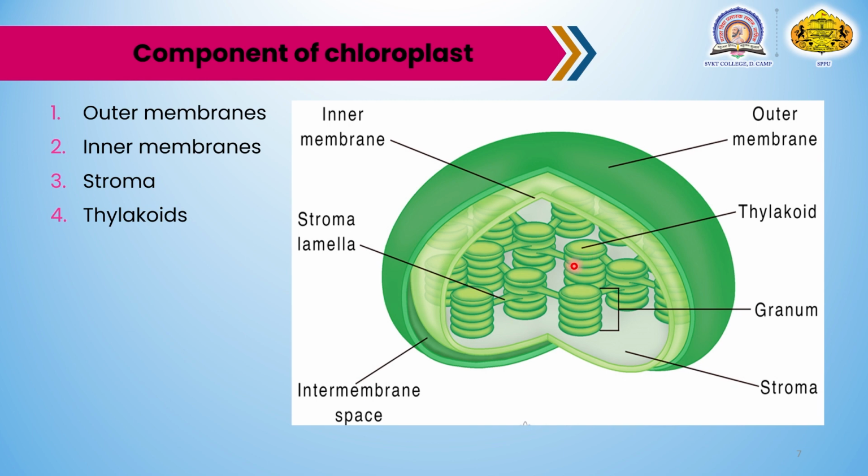One more important component is the intermembrane space. The intermembrane space is usually thin in nature, about 10 to 20 nanometers in diameter, and it is present between the outer and inner membrane of this chloroplast. That means this is the intermembrane space, present between the inner and outer membrane of the chloroplast. These are the components of this chloroplast.